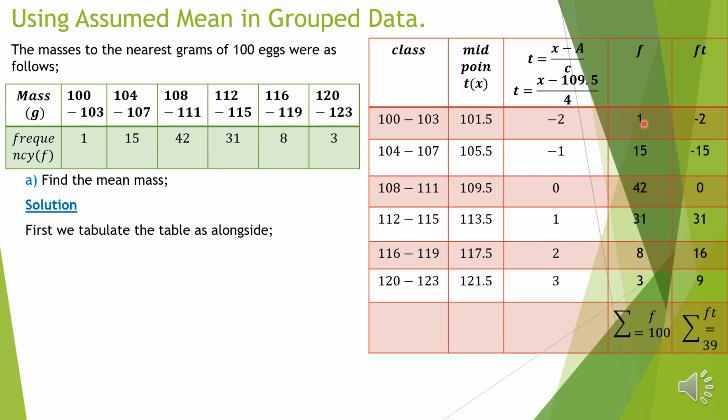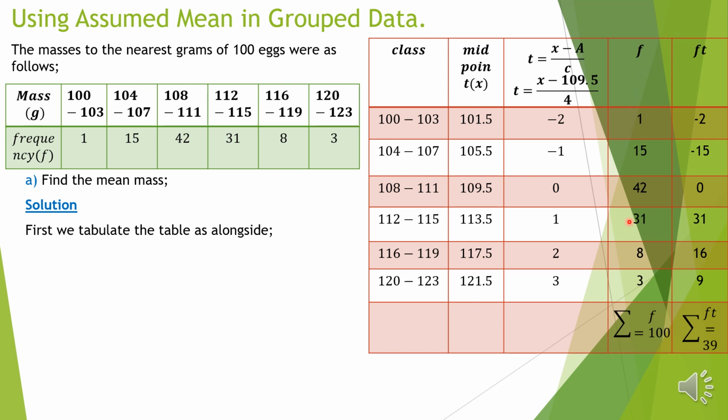So we are going to have 1, 15, 42, 31, 8, and 3. Once you have them, then you are going to sum them downwards, and the summation of f is going to be 100. So if you add this frequency, like 1 plus 15 plus 42 plus 31 plus 8 plus 3, you're getting a total of 100. So the summation of f is 100.